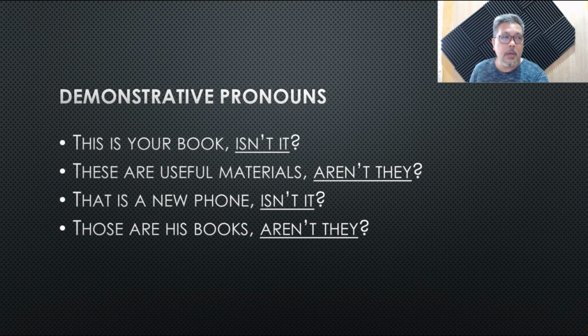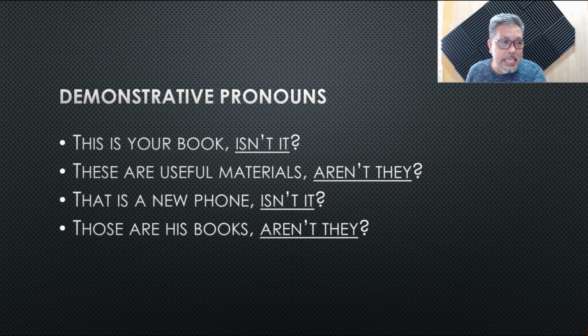What if you have demonstrative pronouns like this, these, that, and those? Well, for demonstrative pronouns, you're going to use the negative be verbs in order to form the tag. For example, this is your book, isn't it? So you don't say this is your book, isn't this? So you say this is your book, isn't it? So you use it for this.